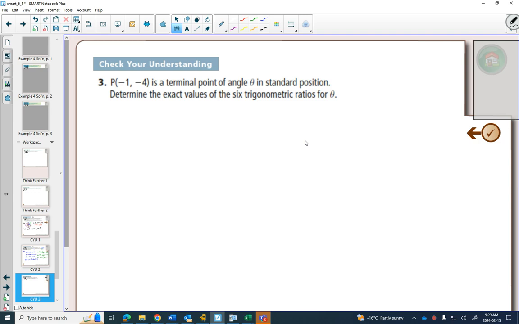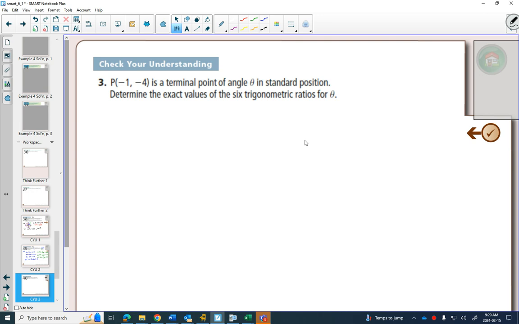The point (-1, -4) is a terminal point. When they talk about a terminal point, it means it is a point on the terminal arm of the angle theta in standard position. This is a trigonometry unit. I'm going to blow your mind. A strategy in the trigonometry unit will be to draw a triangle. Really? Yes. The main strategy in the trigonometry unit is to draw a triangle. But how we draw that triangle is going to be very, very important.